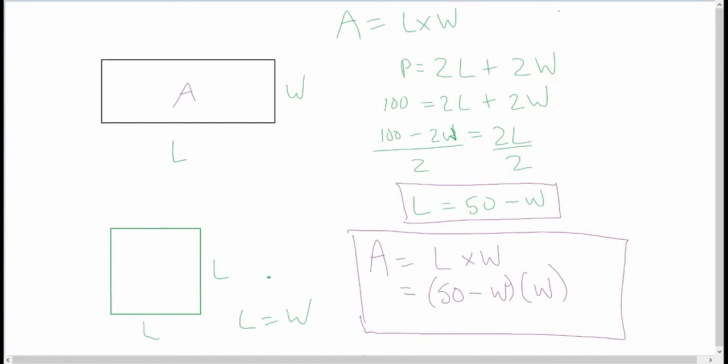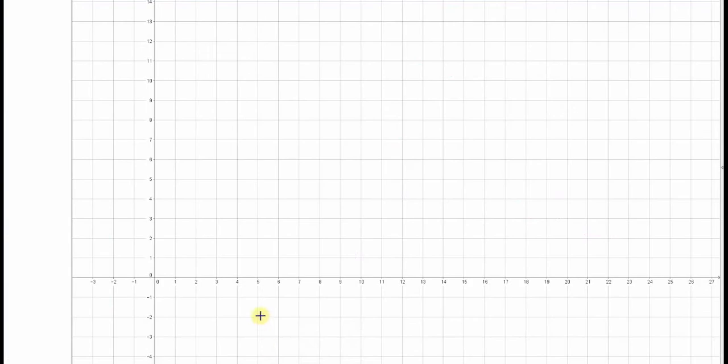A lot of times what we've done is we've picked different W values and figured out what the length would be, and then calculated the area, found all the different values for the area to figure out the biggest area. So that works out nice, but we could also try graphing it. This is a little bit new. We had 50 minus W times W.